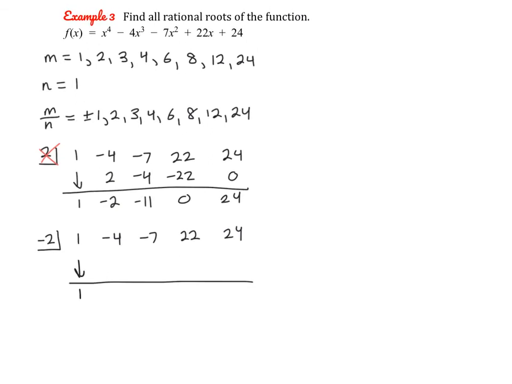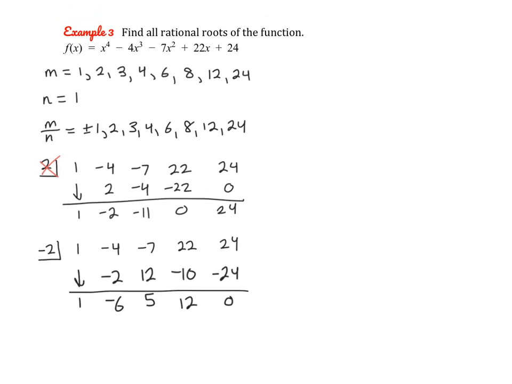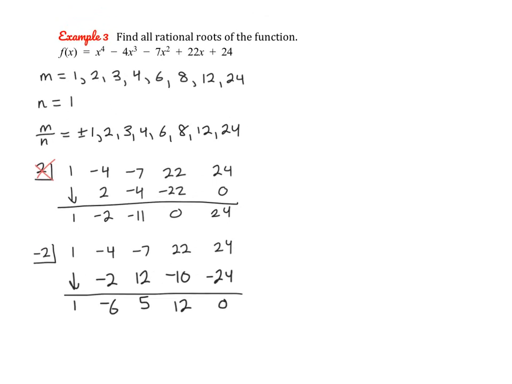So when we multiply and then we add going down, multiply, add going down, multiply, add going down, and then multiply and add, we see that the remainder is 0, which means that negative 2 is one of our rational roots. So we've found our first root, which we can turn into our first factor, which would be x plus 2. Remember, if the 0 is negative 2, the factor will be x plus 2.